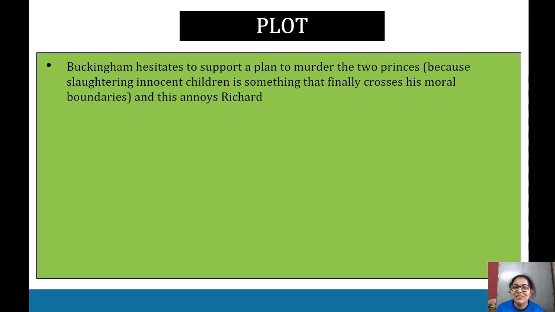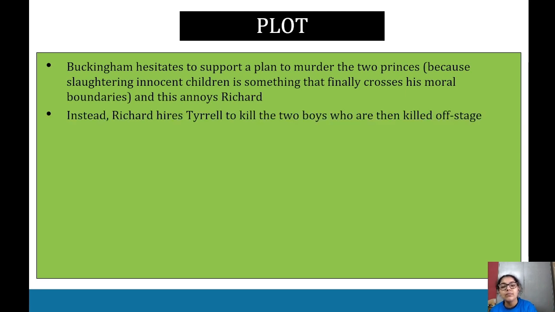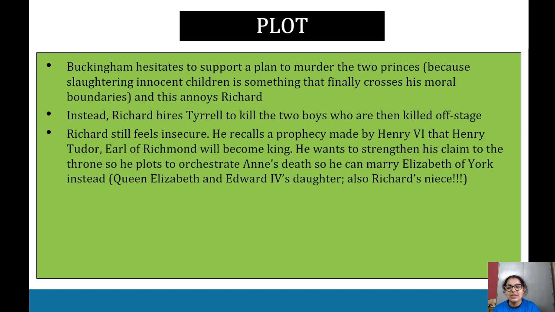He does not want to kill the two princes because slaughtering innocent children is something that has finally crossed his moral boundaries. He's done with it. And because he shows that hesitation, Richard becomes annoyed. Instead, Richard hires Tyrrell to kill the two boys, who are then killed off stage. So he kills the nephews. Again, in history, that part of it is dramatized.